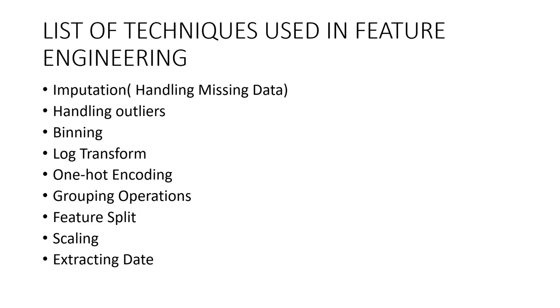What are the different techniques? The list of techniques used in feature engineering. These are all the steps to be followed when we address feature engineering. Imputation, that is handling the missing data. That is the first step. Imputation, handling missing data, handling outliers, binning, log transform, one hot encoding, grouping operations, feature split, scaling, and extracting data. So these are all the steps we follow in feature engineering.